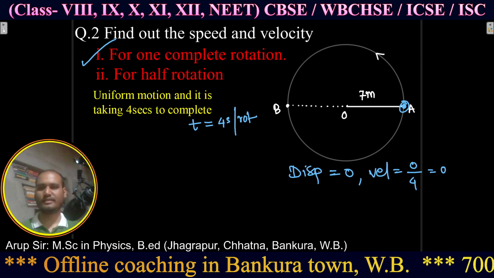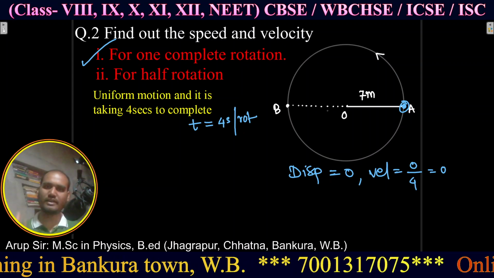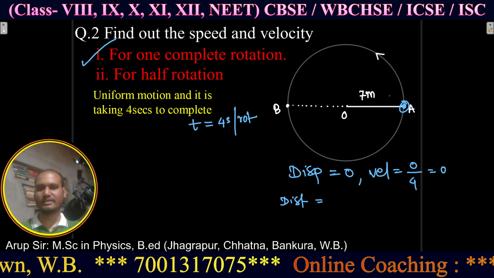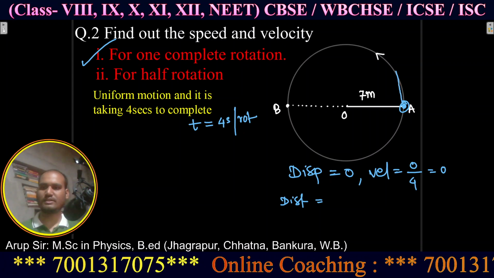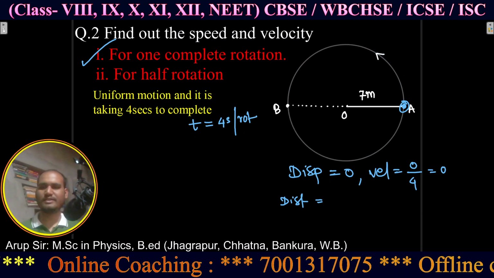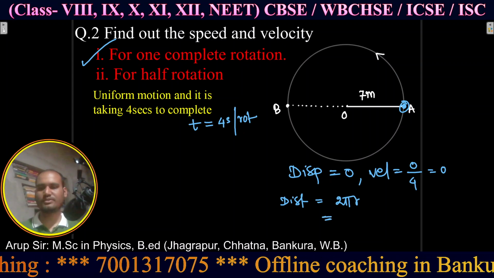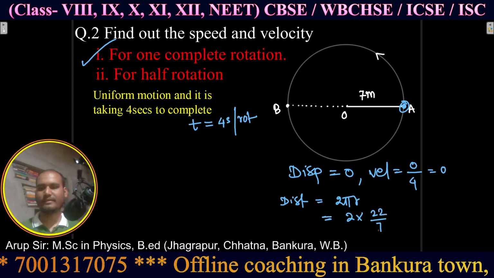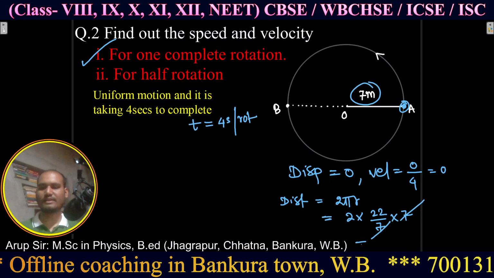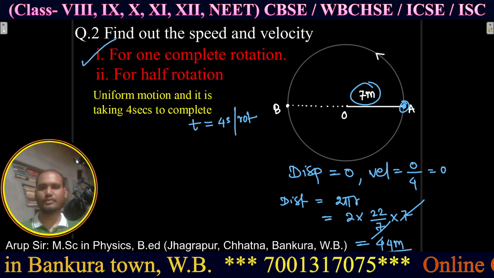Now the fact is that it goes from A to B at first, then back to A, which means one complete rotation. So what about distance? Distance means the path length. It is traveling the whole path. And the whole path means the circumference of the circle, that is 2 pi r. Very simple. 2 pi r means 2 into 22 by 7 into 7 meter, because the radius is given, which is 7 meter. So the 7 you can cancel, and the answer is 44 meter. So the distance we are getting is 44 meter.